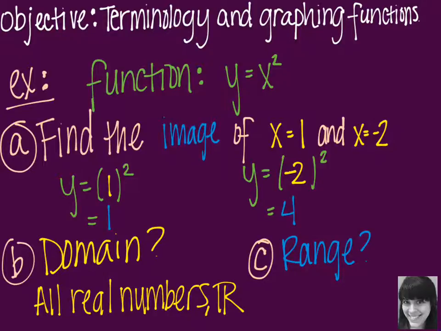So my range is going to be y when y is greater than or equal to 0. Okay? So that's how we write our range. You say y when y is greater than or equal to 0. Again, that's because that's all of the values of your output that it could be.